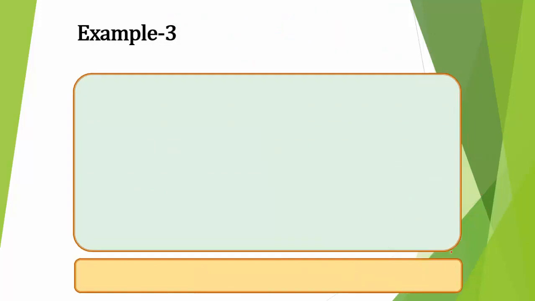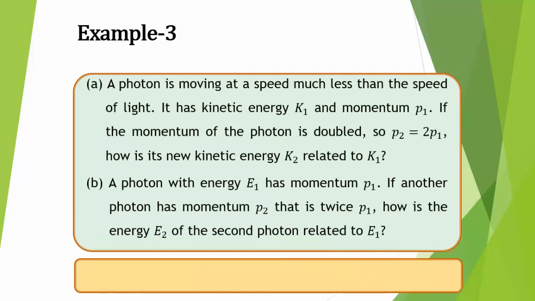And the third problem is, a photon is moving at a speed much less than the speed of light. Here the speed of light is 3 into 10 to the power of 8 meter per second. It has a kinetic energy K1 and momentum P1.